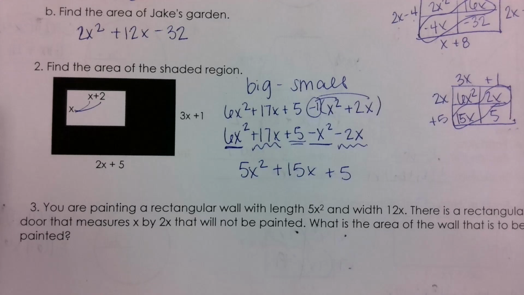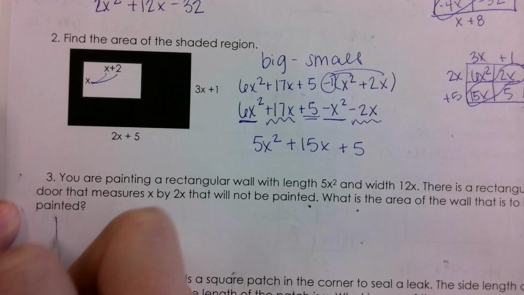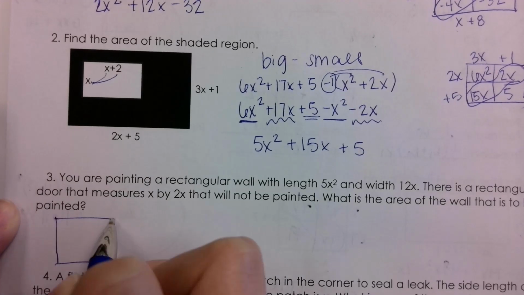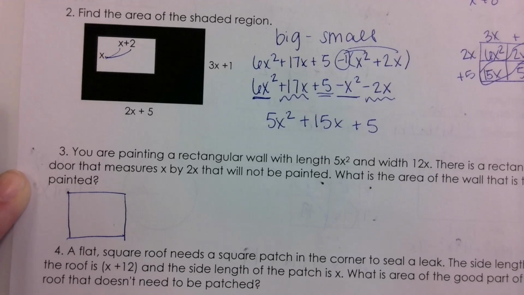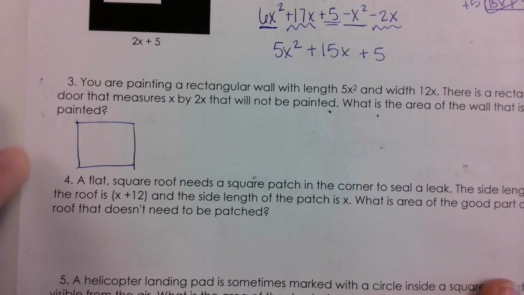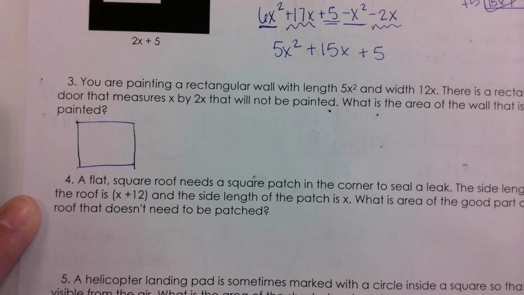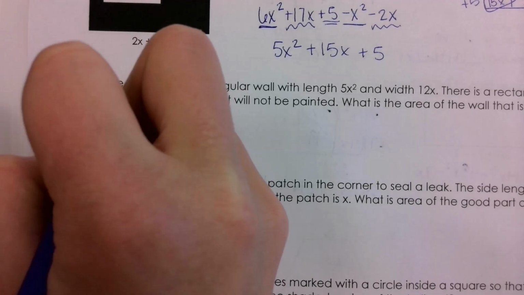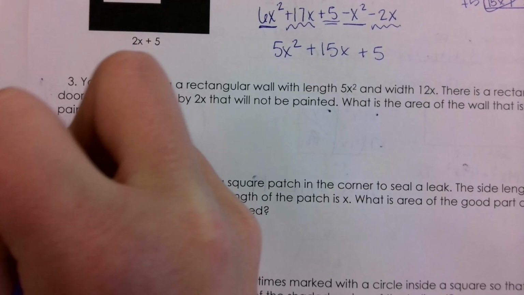Alright. Moving on to number 3. So we're going to paint a rectangular wall. I'm going to stop right there. What should we do? Draw a rectangle. It's got a length of 5x squared and a width of 12x. So let's go ahead and label that. The length is 5x squared and the width is 12x.